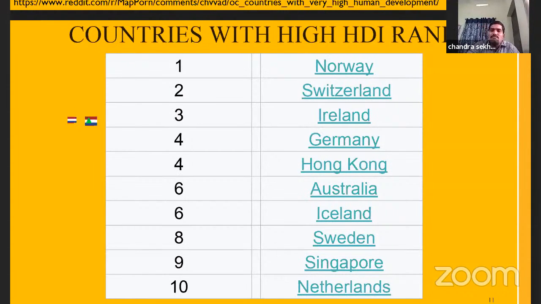So these are the top 10 HDI ranks: Norway, Switzerland, Ireland, Germany, Hong Kong, Australia, Iceland, Sweden, Singapore, Netherlands. So these are the top 10 countries with high HDI rank.